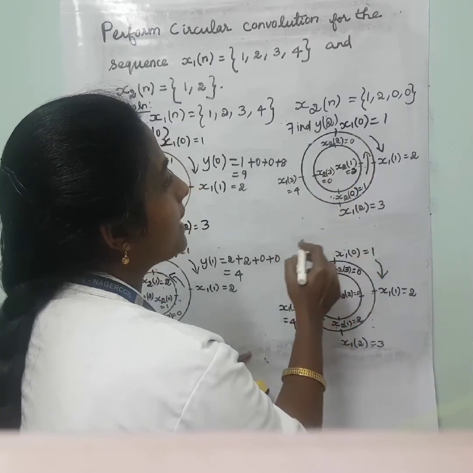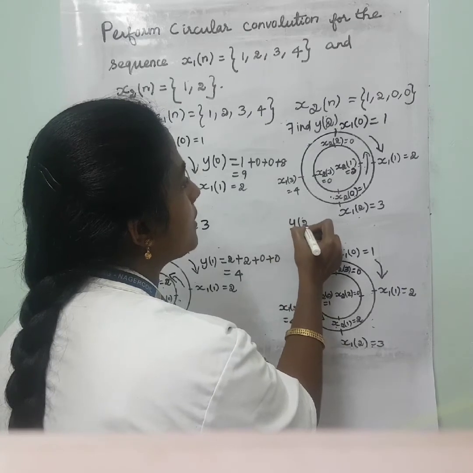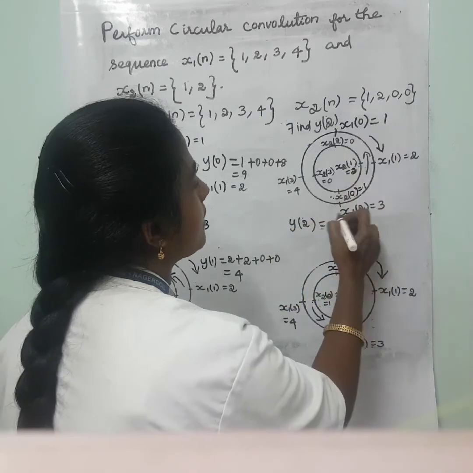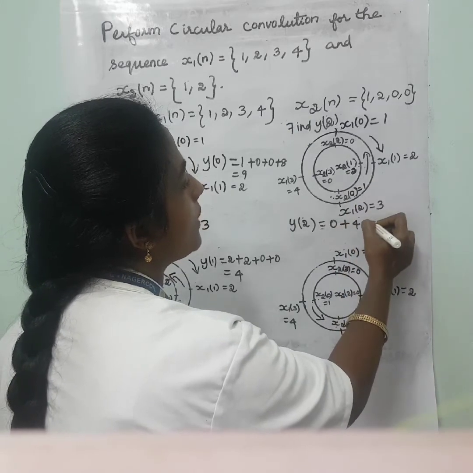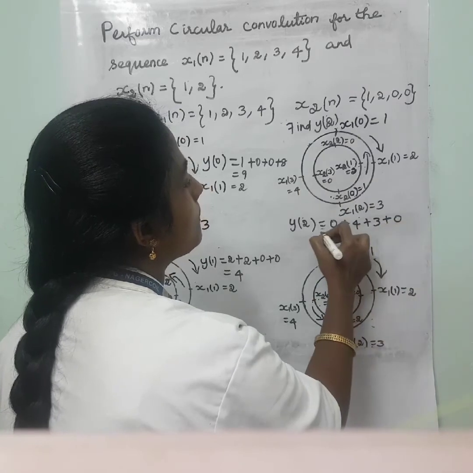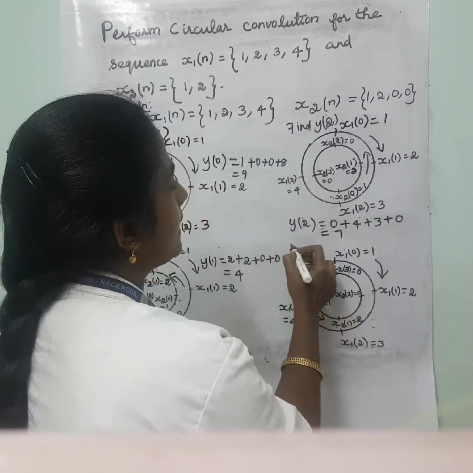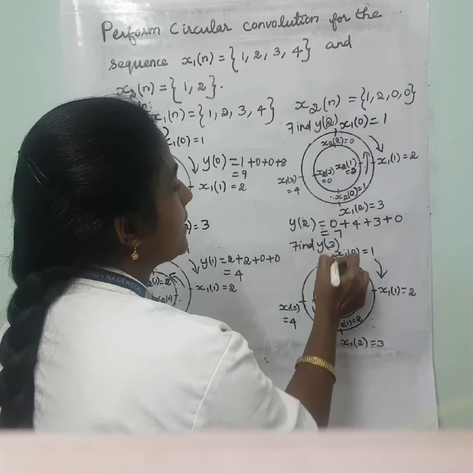Now multiply the corresponding values to get y of 2. So y of 2 is equal to 1 into 0 is 0, 2 into 2 is 4, 3 into 1 is 3, 0 into 4 is 0. So 4 plus 3, 7. Similarly, next we can find y of 3. The same thing should be followed.